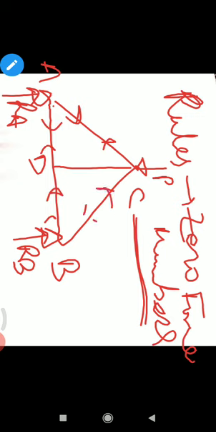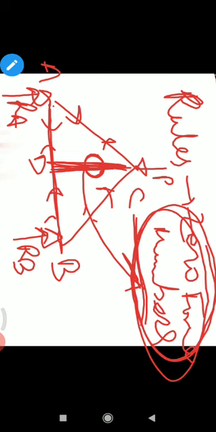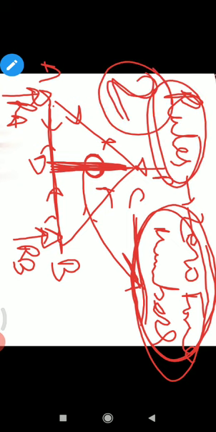But sometimes it happens that some selected members do not resist any kind of force, or it may be said that there is no force introduced in some of the truss members. So these kinds of members are called zero force members, means those members of the truss which carry no force. So how to find zero force members in any given structure? How can we determine whether there is a zero force member or not? So there are rules. There are two rules to find zero force members.